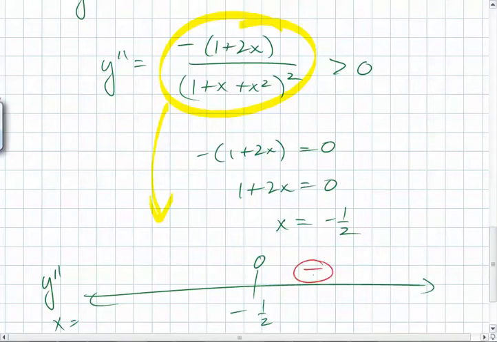And what's a good number to plug into the left of negative a half? Plug in negative 1. This will be positive, and this will be? Negative. 1 minus 2 is negative 1. Negative 1, it's positive, right? So it's positive over positive, which is a positive.